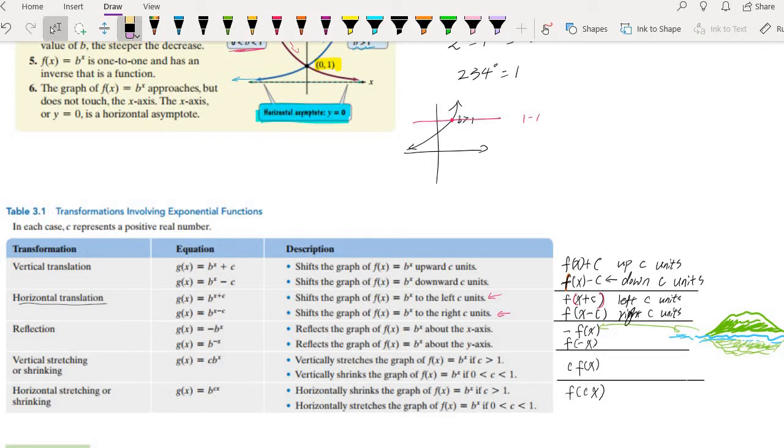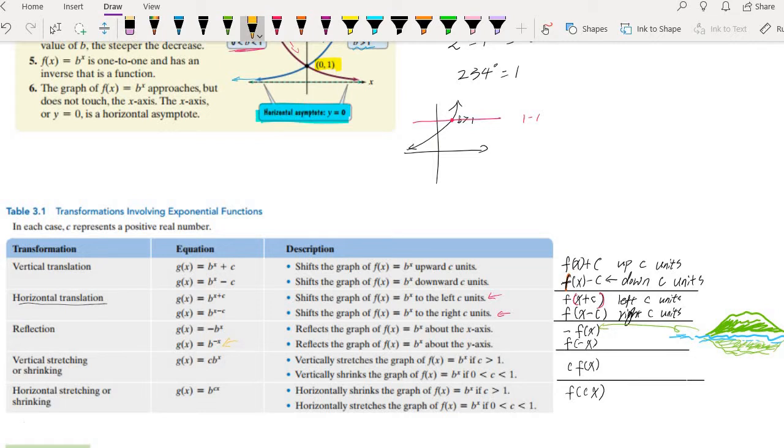Just think about that lake, that blue color. Okay, so that reflects about the x-axis, and then reflect the graph about the y-axis. So basically you're going to have the negative x inside your function, so that will be b to the negative x power.